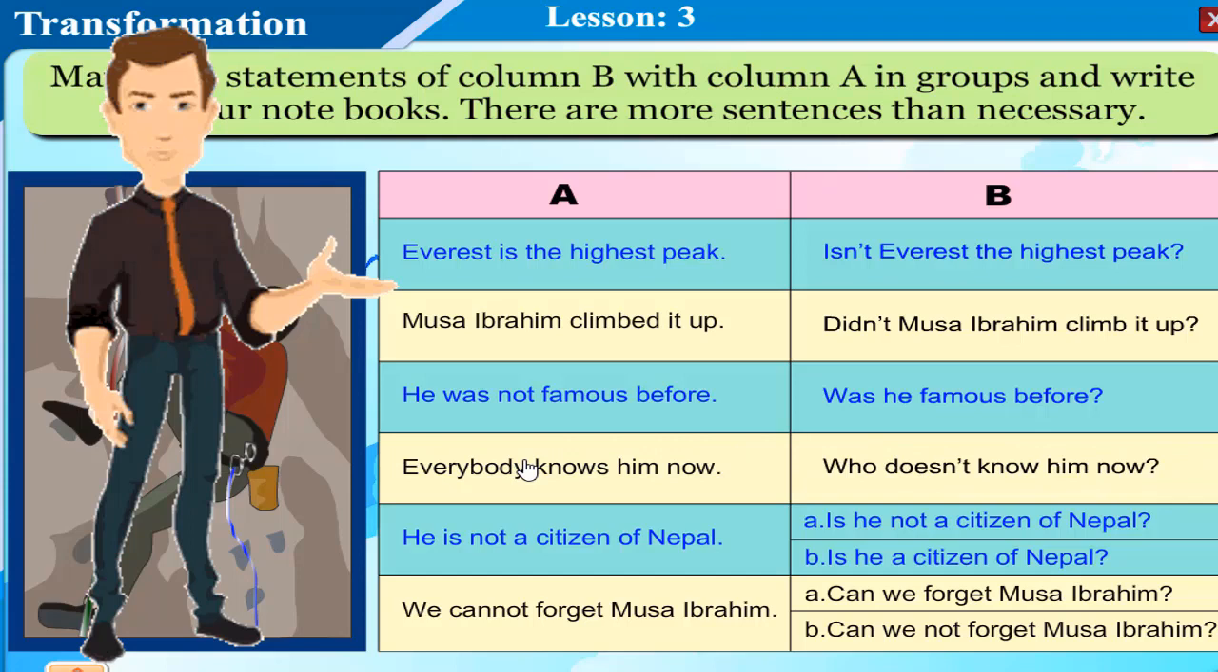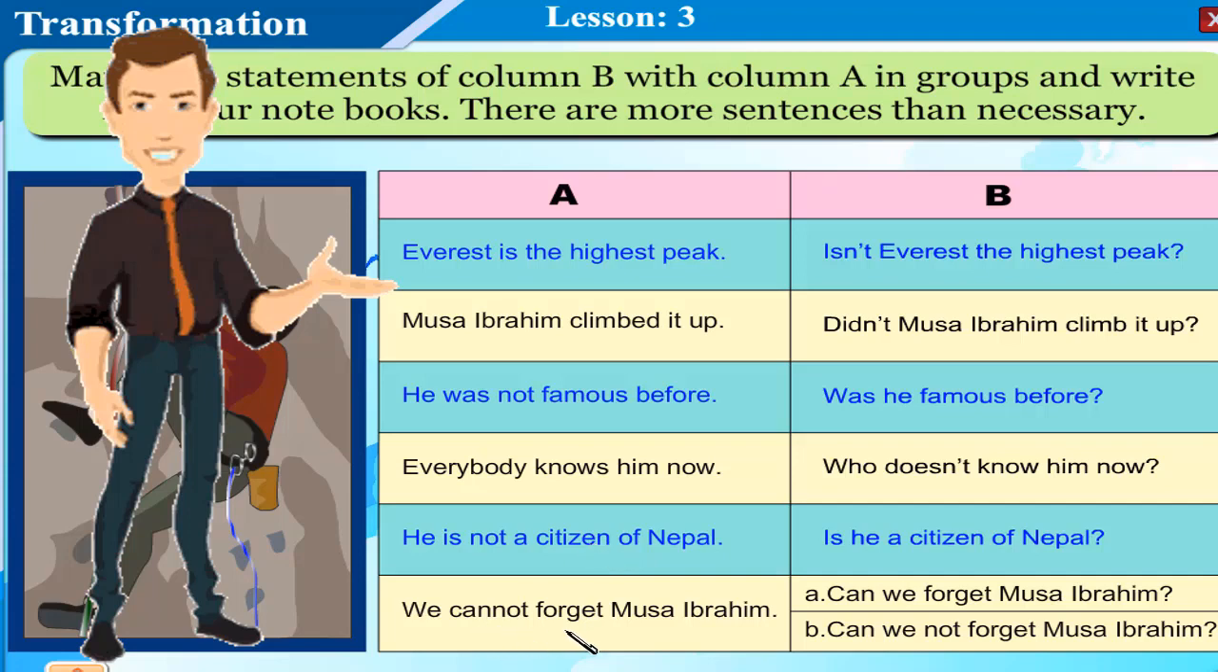Who doesn't know him now? Look, who and doesn't are mixed together, positive. He is not a citizen of Nepal. It is a negative sentence. So we know we should not use not when we transform it into interrogative. So which one would be the answer? Is he a citizen of Nepal? Yes, this is the answer.